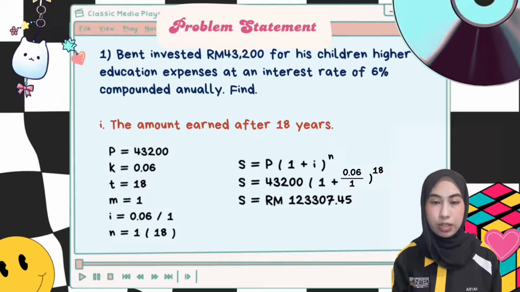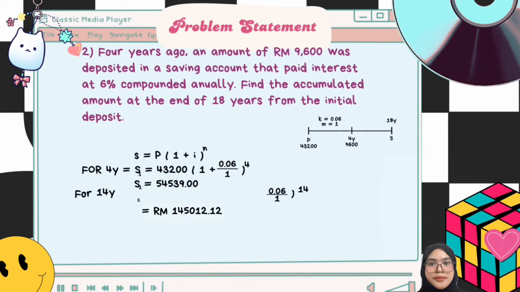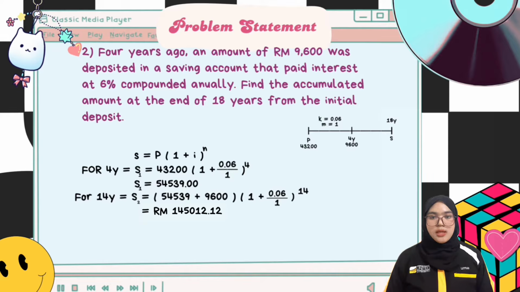The next step is we fill in all the data. S = 43,200(1 + 0.06/1)^18, and we just calculate the amount and get the answer. So the amount earned after 18 years is 123,307 ringgit 45 cents. Now we move on to case study question number 2.